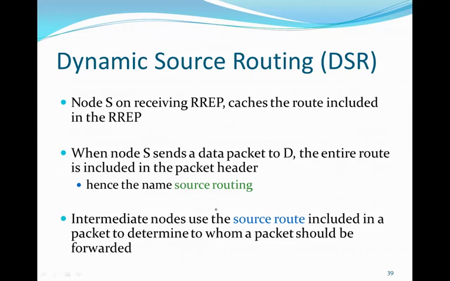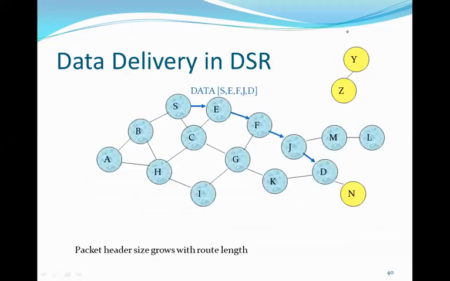So therefore intermediate nodes use the source route included in a packet to determine to whom a packet should be forwarded. All this information is provided by a source node, and there is no authority with the intermediate node in a route, in a link, to decide on its own to change the route. So all the nodes are responsible to forward information to that node which is specified by the source node. Here in this list, you can see that S, E, F, J only follow the list to deliver data to the destination node. They don't have any authority to bring any change to the packet.